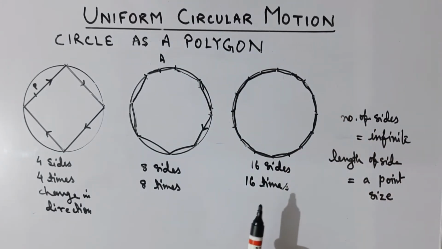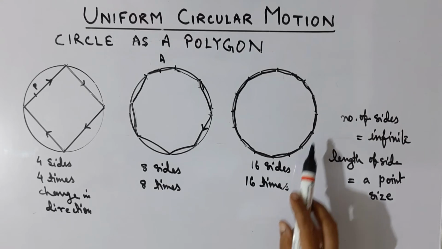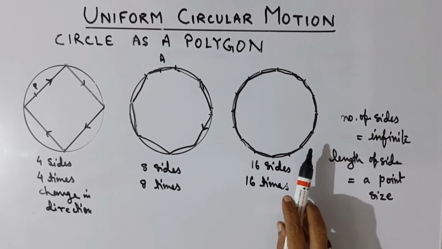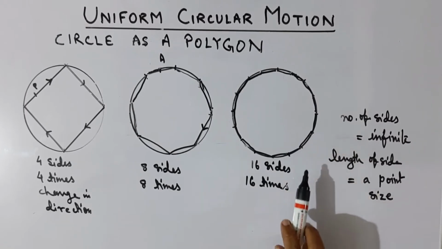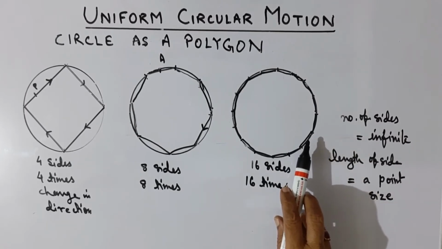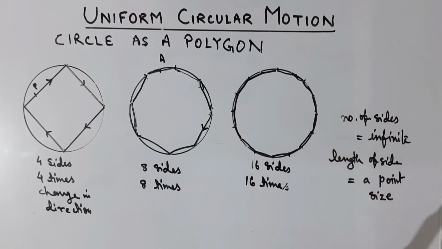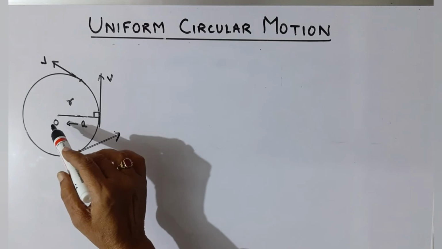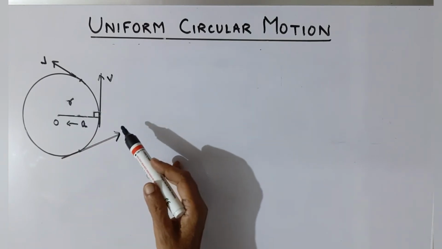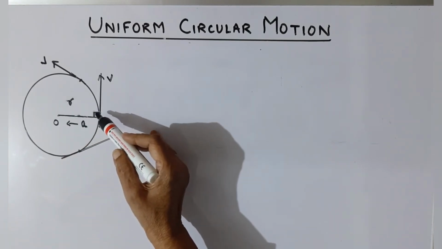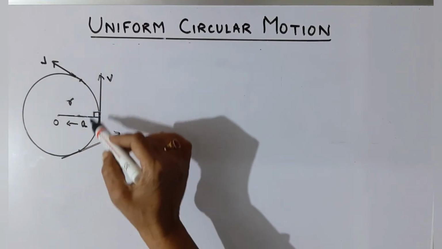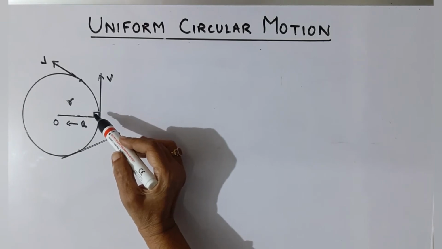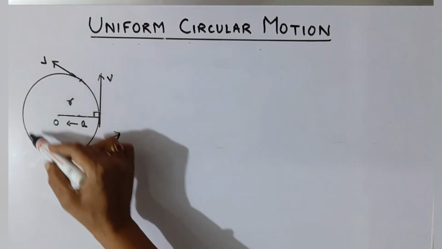So we can consider the motion along a circular path as a linear motion with a constant change in direction, a uniform speed but a constant change in direction. Now let us consider a circle with center O and radius R. We consider an object moving along the circumference of this circle. That is, the object is in a circular motion.